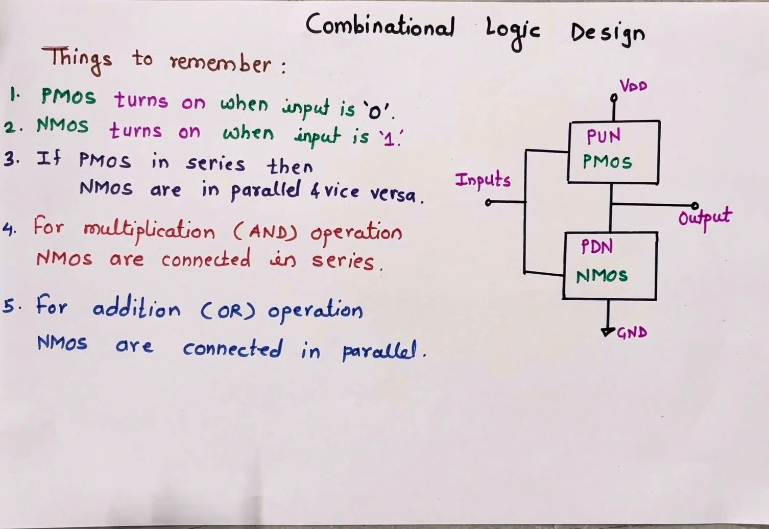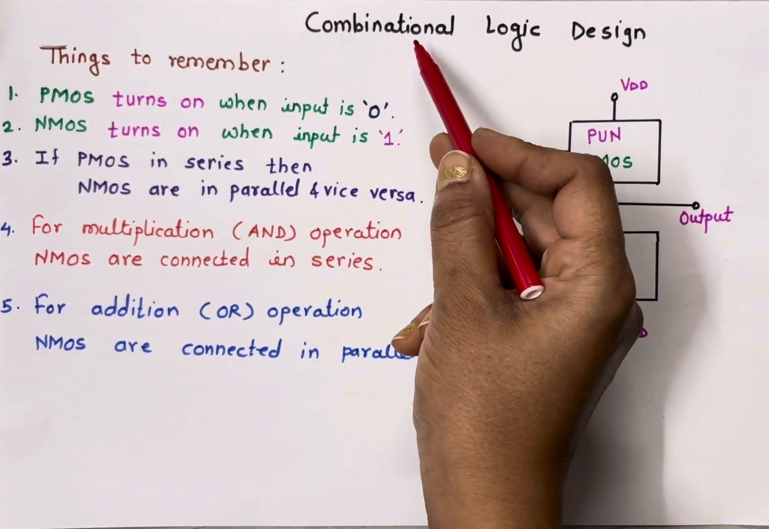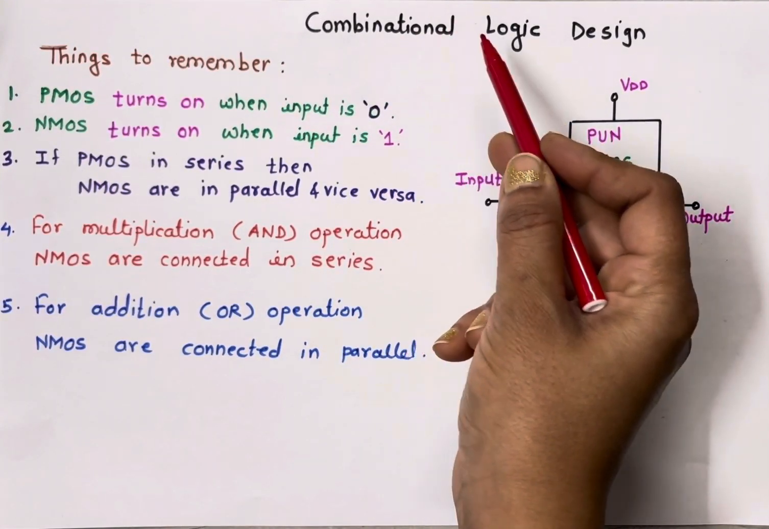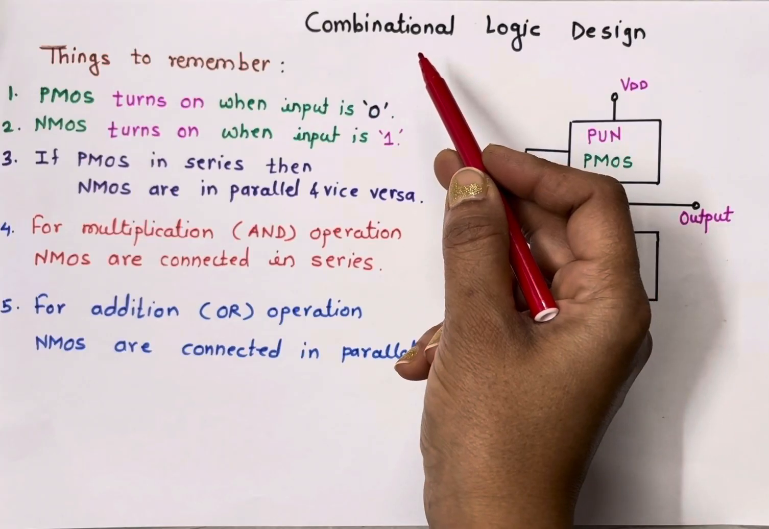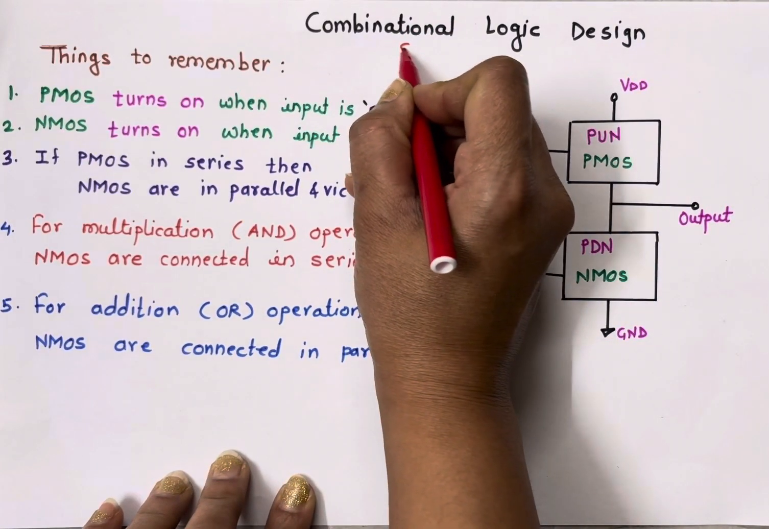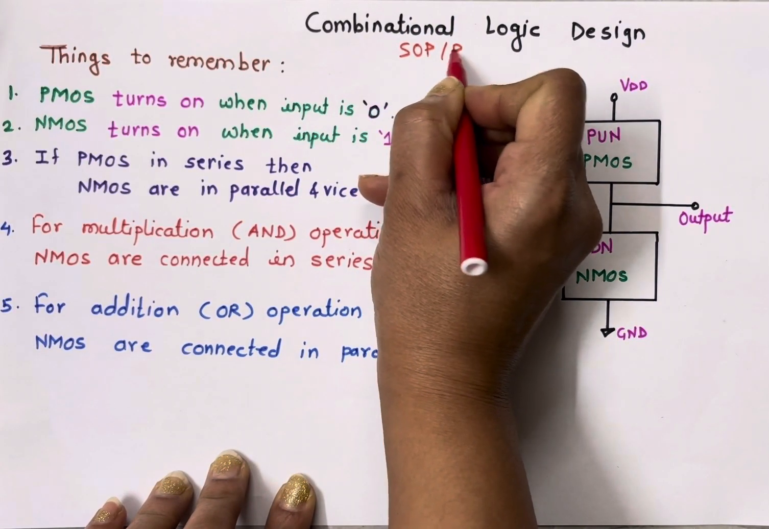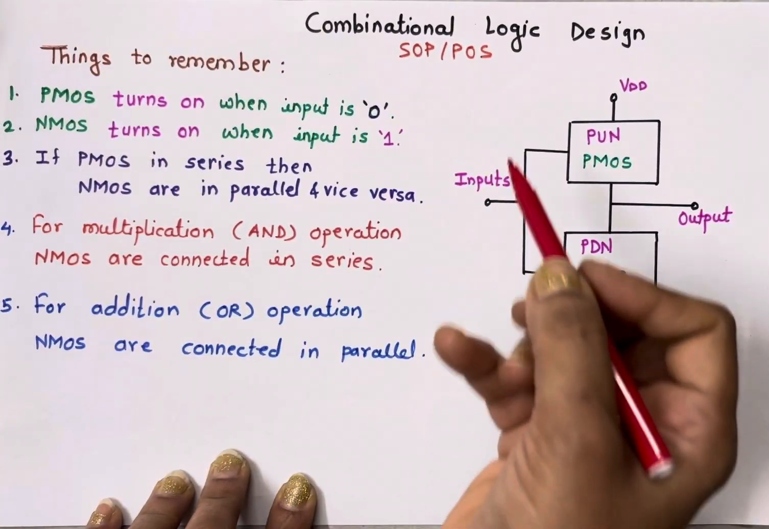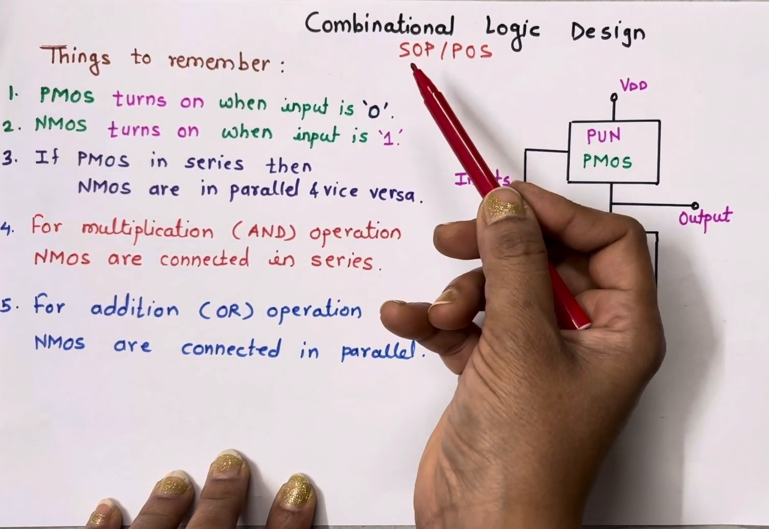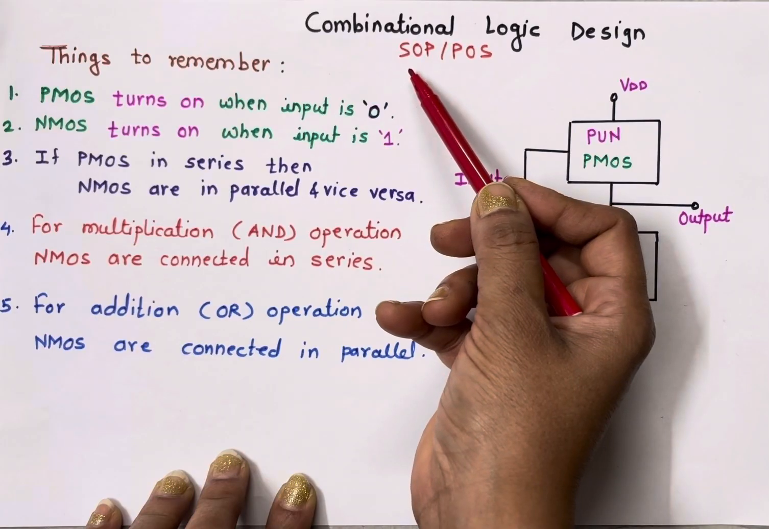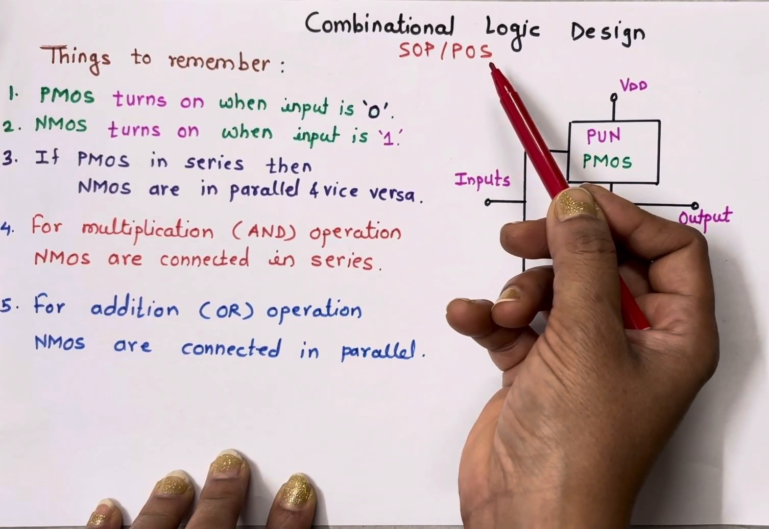Today we'll talk about combinational logic design using CMOS. So here, the very first thing is combinational logic means we need to design digital circuits, and we can implement digital circuits using either sum of product form or product of sum form. It means we need to perform two operations, multiplication operation and addition operation.